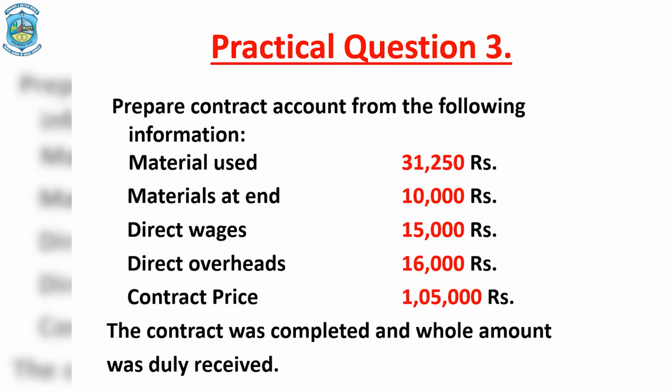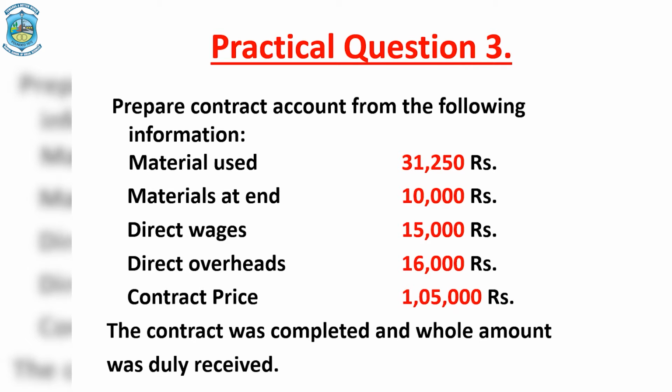Dear student, this is question number 3. The information given in the question is: prepare contract account from the following information. Material used 31,250 rupees, material at end 10,000 rupees, direct wages 15,000 rupees, direct overhead 16,000 rupees, contract price 1,05,000 rupees. The contract was completed and the whole amount was duly received.